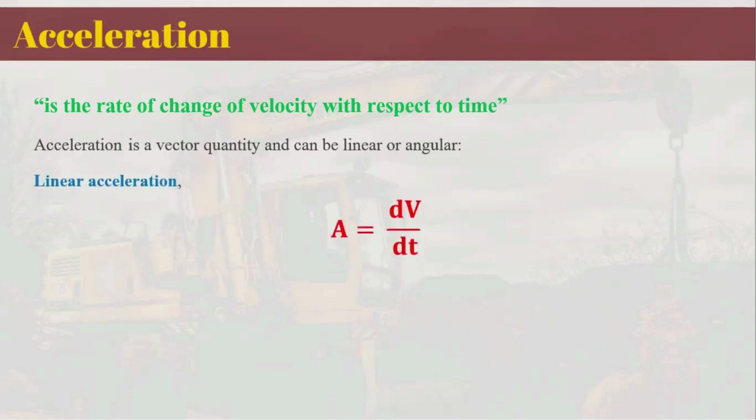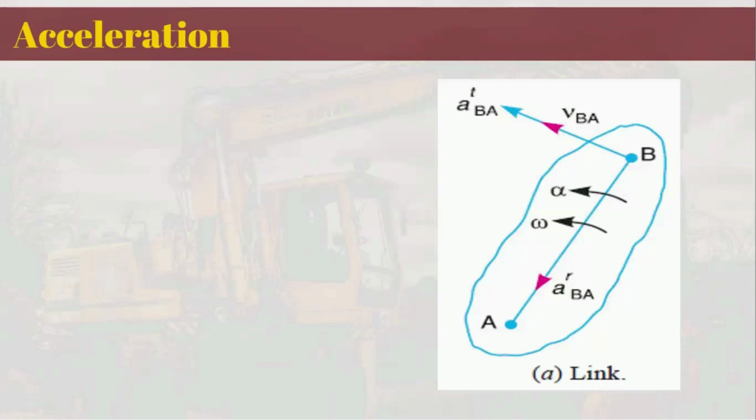Linear acceleration is denoted by the symbol big letter A for this subject, and is equal to the rate of change of the velocity over the rate of change of time. While angular acceleration is the rate of change of your angular velocity with respect to time. So we use the symbol alpha for angular acceleration. Acceleration has also two components.